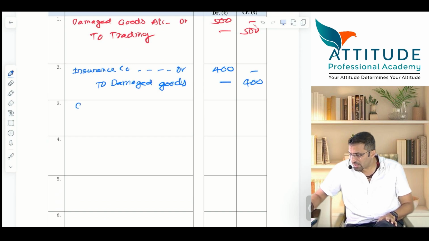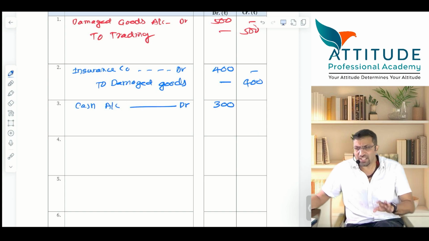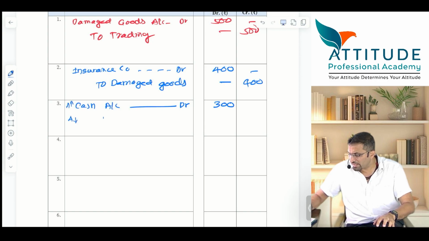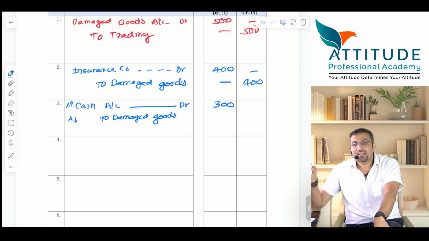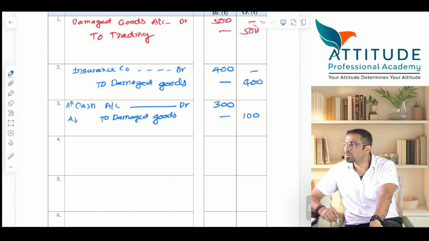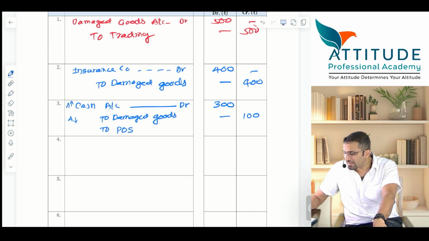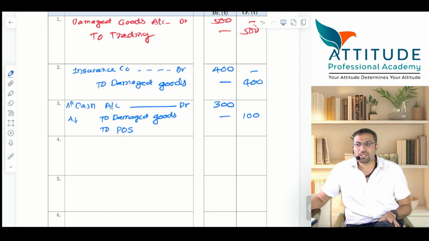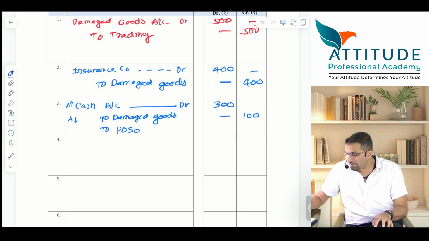Cash account debit. How much? 300. You got the cash of 300. So assets increase. Damaged goods reduces. How much balance is left in damaged goods? 100. Right? Then 200 is the profit on sale. POS means what? Profit on sale of damaged goods.